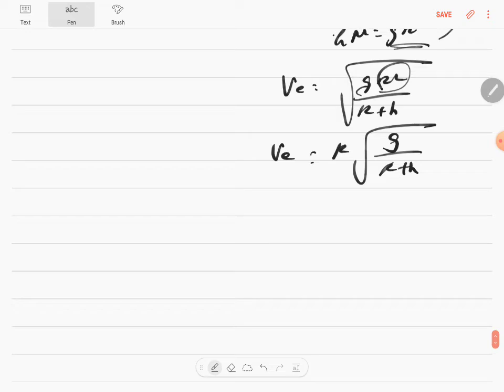Now supposing, you can also consider that h is negligible when compared to r. h is negligible when compared to r. But you should know that it is.